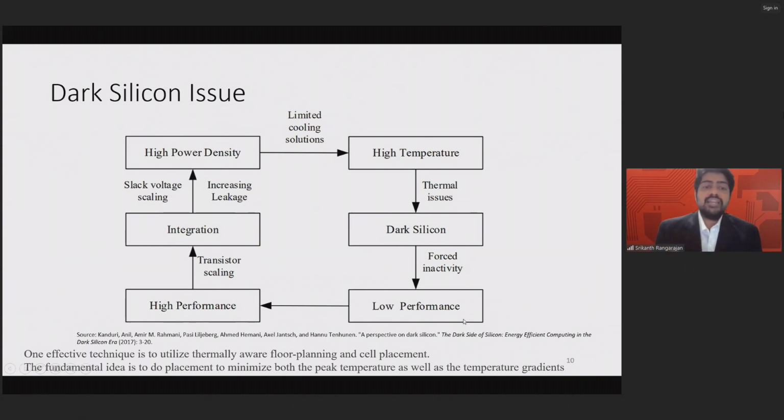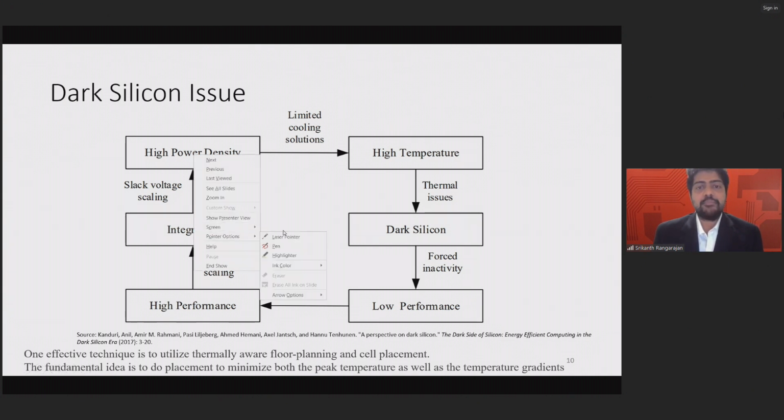And to increase the performance, you have to do transistor scaling. And once we do the transistor scaling, which means we are trying to have an advanced technology node, that also induces leakage power. So when the leakage power is induced, again we arrive at the same point where we started, which is the high power density. So this seems to be a loop, and we are seeing that high power density is really the problem, the bottleneck with the dark silicon issue.